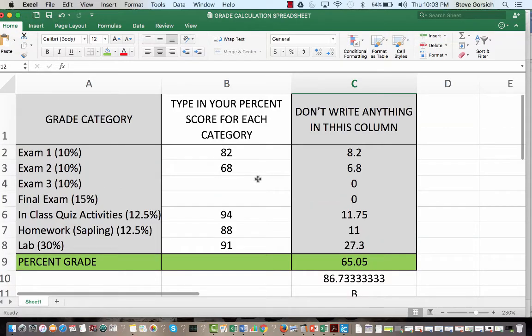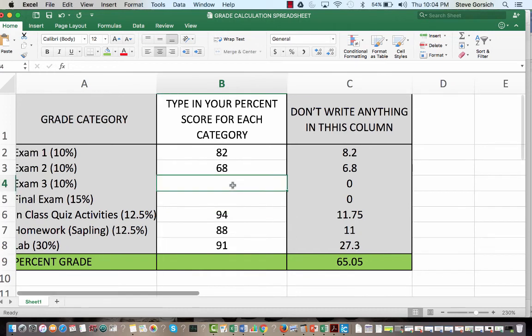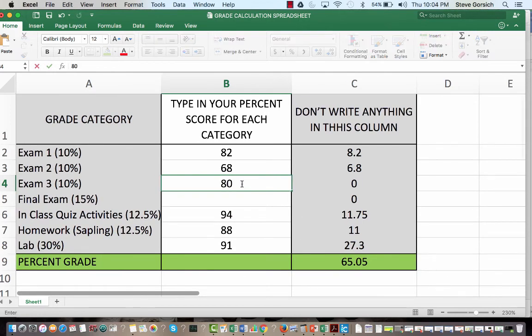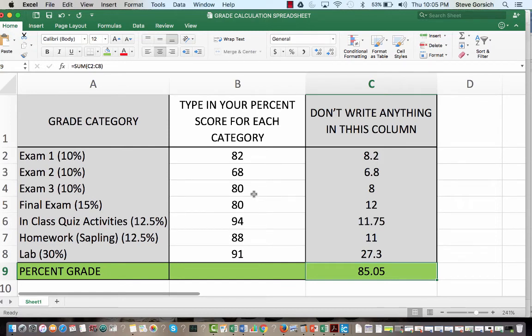Now, you may want to play the game where you try to calculate what you have to get on exam 3 and the final exam in order to maintain this B. Okay, so let's say this student feels they can get an 80% on exam 3 and also an 80% on the final exam. You can see if they do that, they'll end up with an 85% in the class, which is still that B. Now, of course, the student could play around with these numbers and see what the lowest is they could get on these two in order to keep that B. I'm not going to do that, but you could do that with your own grades here. And of course, this is all assuming that in-class quizzes, homework, and lab stay the same.